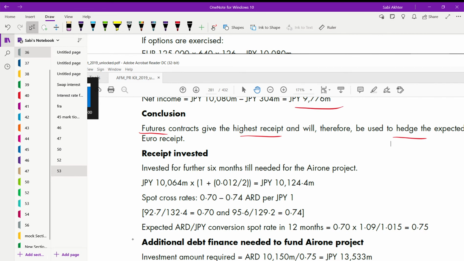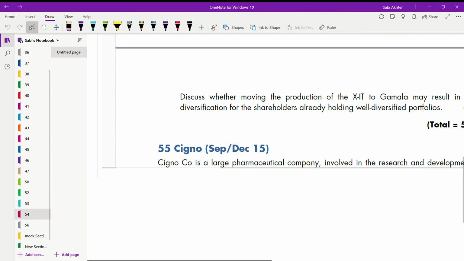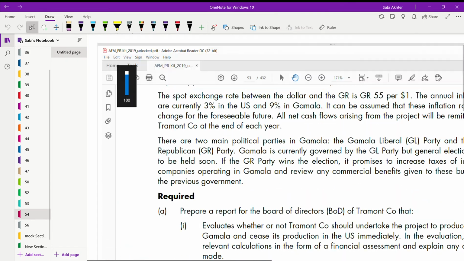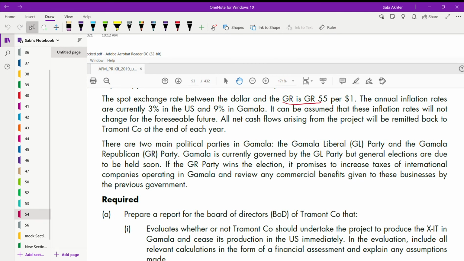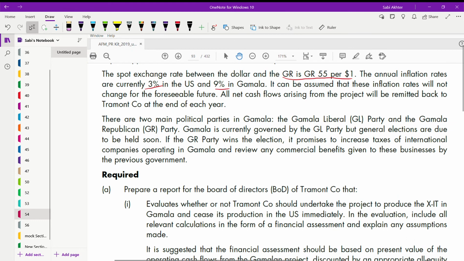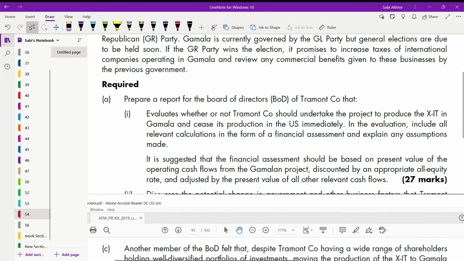Right? As you can see here, receipt invested. You are going to receive invested later. The amount which you are going to hedge. There you need to select one. Coming to 54. So 54 is also same. You have been given the current inflation based on the inflation rate of the two countries. That is called purchasing power parity, to predict for the following year, because this is a project.